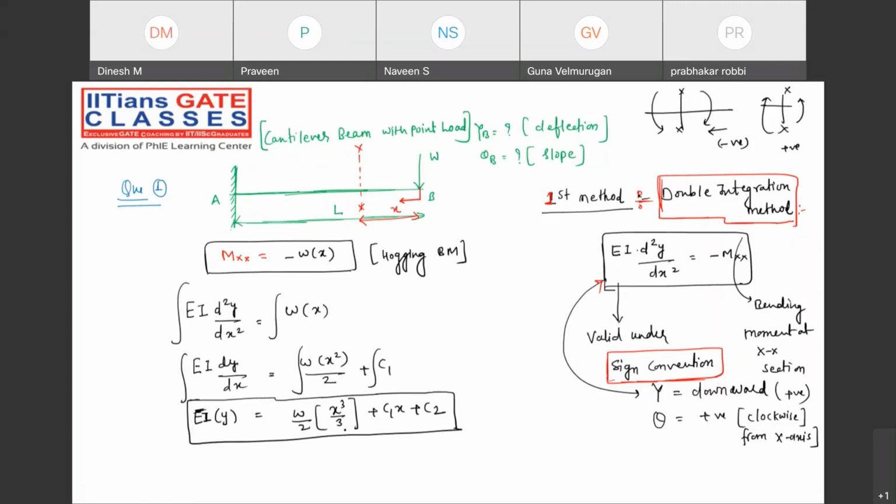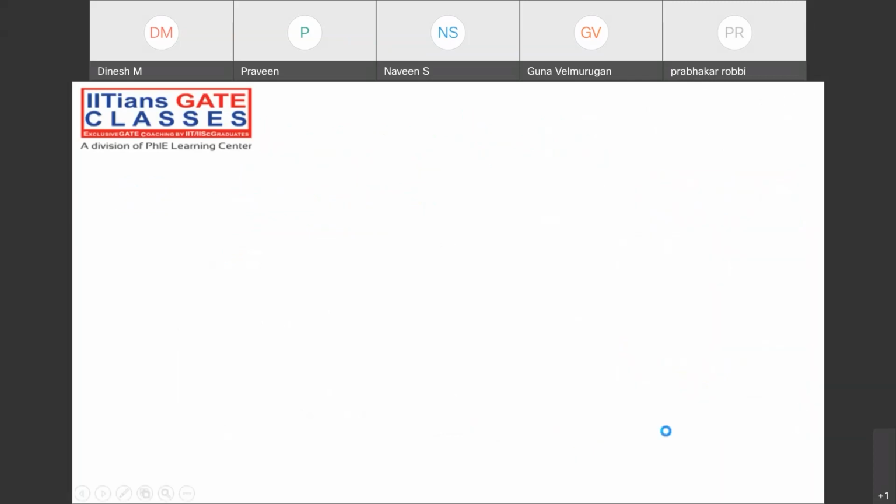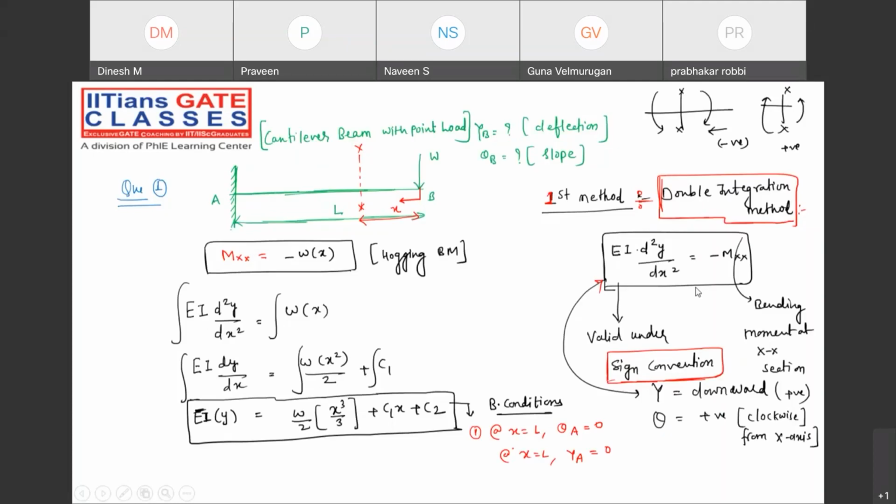Now, how to calculate C1 and C2? That depends on the boundary conditions that we are going to see. What are all the boundary conditions you are going to get? Tell me, guys. What is the first boundary condition? At x equal to L, theta A will be 0, right? And at x equal to L, yA will also be 0. All of you, please check it out.